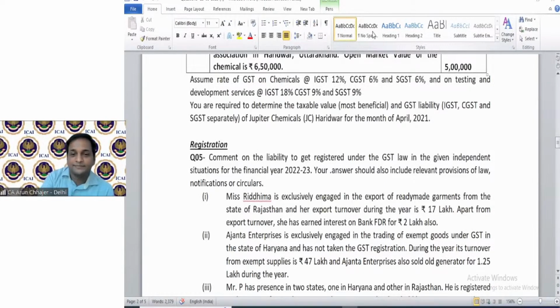Now let's say it is intrastate supply, and let's say it is 38 lakh. In this case, whether Miss Riddhima needs to take registration or not, mandatorily.